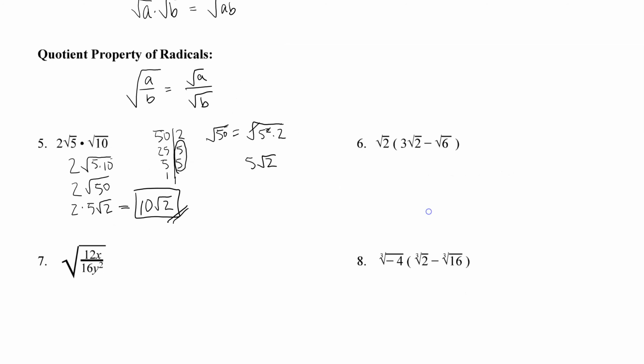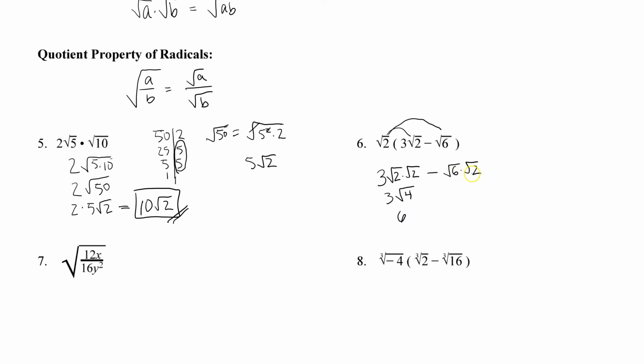Number 6. So I'm going to use the distributive property and take the square root of 2 times each of those terms. So I've got 3 square root of 2 times the square root of 2 minus the square root of 6 times the square root of 2. Now, the square root of 2 times the square root of 2 is the square root of 4, times 3. Square root of 4 is 2. So 2 times 3 is 6.